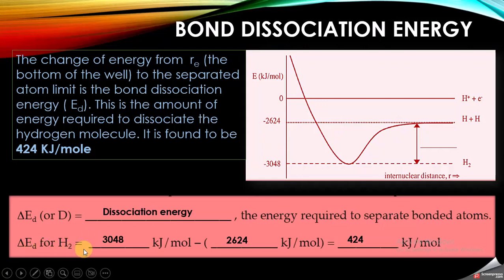So delta ED for hydrogen is calculated as 3048 minus 2624 to give 424. Here you need to note that you are not writing the negative sign, because you need to take only the difference of these two values. The negative sign only represents that energy is released in this process of bond formation between two hydrogen atoms. So 424 kilojoule per mole is the bond dissociation energy for the hydrogen molecule.